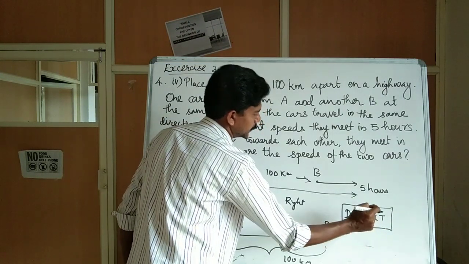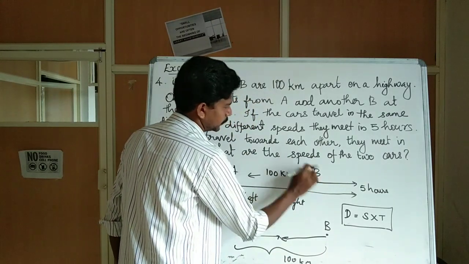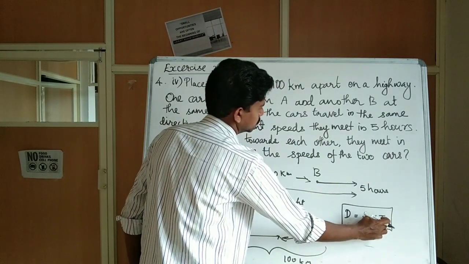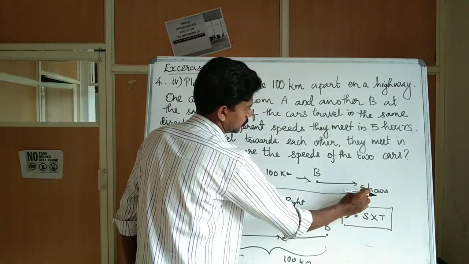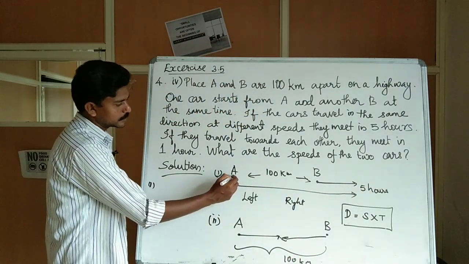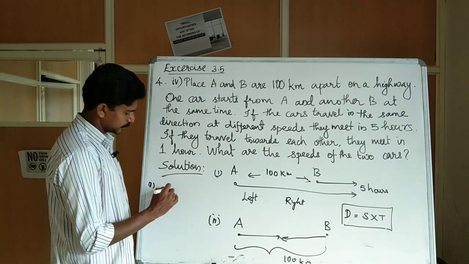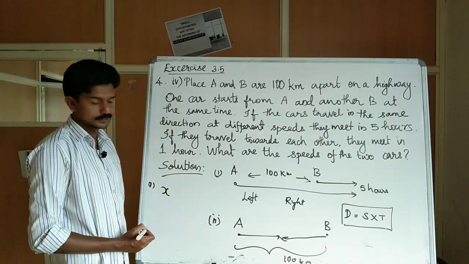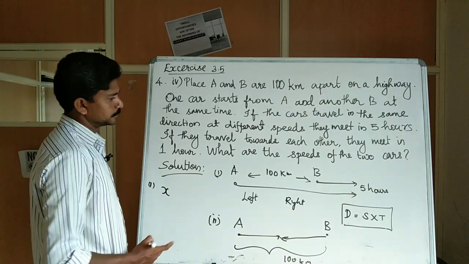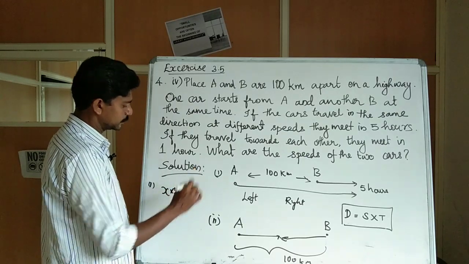What is speed here? Speed we don't know, it is not given. We have to find the speed, and the time is given. The car traveled for 5 hours. So for the car A that started, we can take the speed as x. So we have taken speed as x, and the time taken by the car is 5. So speed into time, 5 into x.